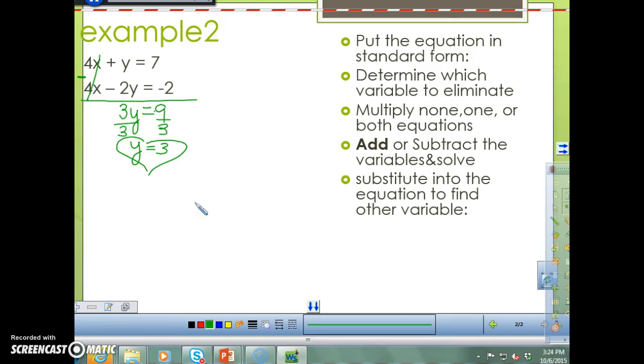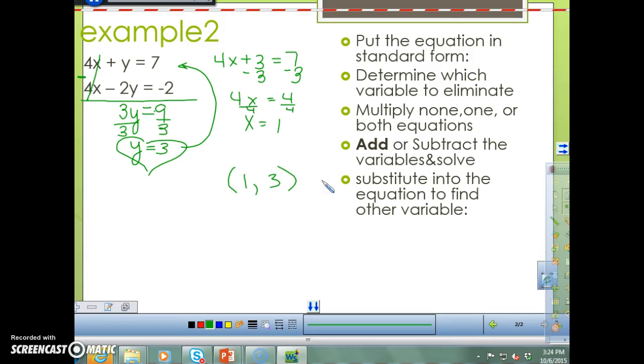And then we want to take this and substitute it back into one of the original equations. I usually always put it in the first one. So x would be 1. So 1, 3 would be our ordered pair.